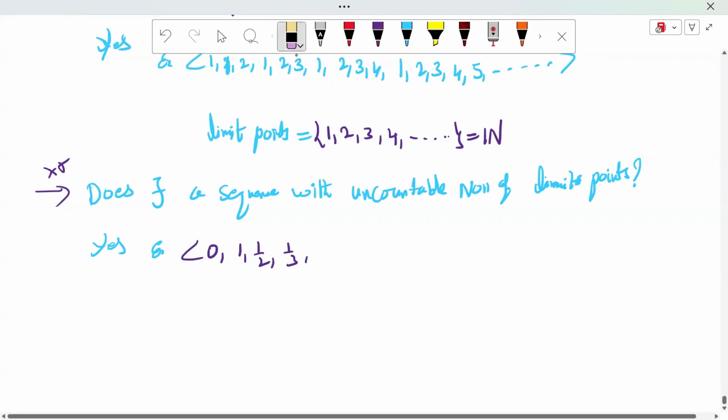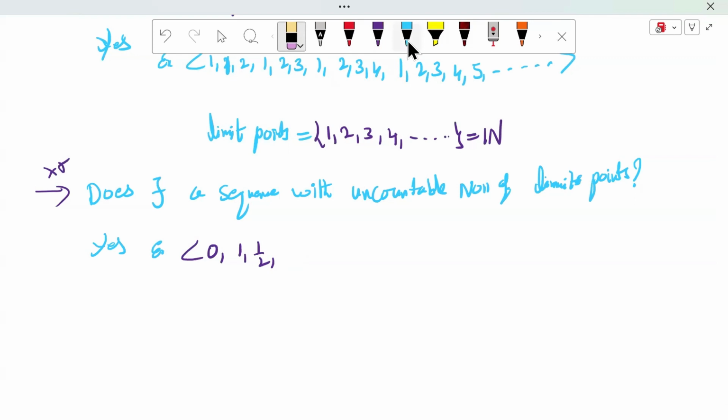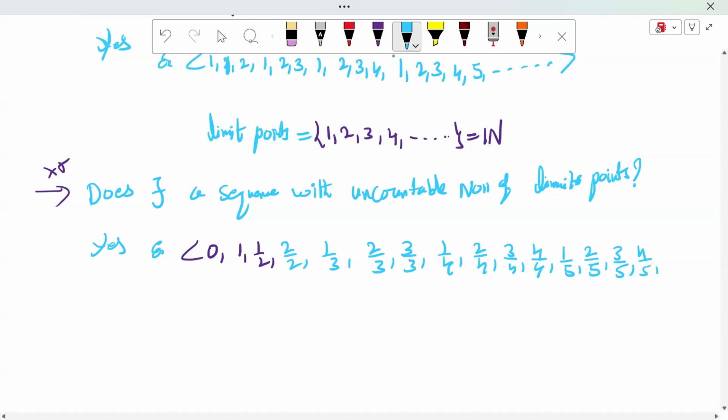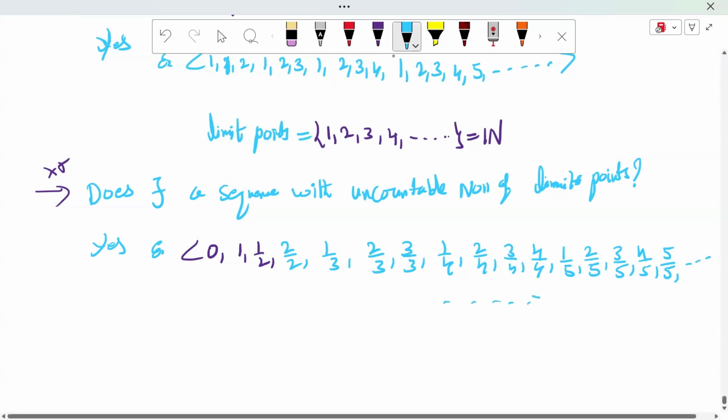0, 1, 1/2, 2/2, and 1/3, 2/3, 3/3, 1/4, 2/4, 3/4, 4/4. Next, 1/5, 2/5, 3/5, 4/5, 5/5, up to so on. This is the sequence. It is nothing but the sequence Sn or An.